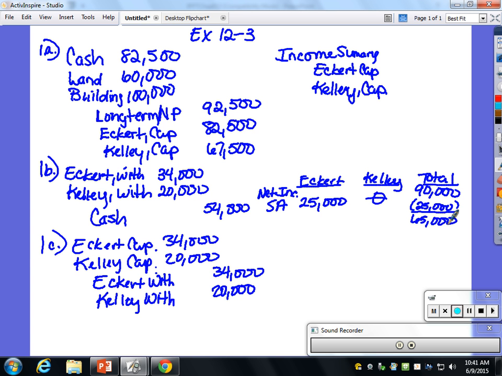Now, what else did they do as far as sharing income? The interest. What was the interest rate? 10%. So interest allowance, 10% of what? Beginning capital. Yeah, the beginning capital. And we said over here, beginning capital for Eckert was 82,500, and for Kelly was 67,500, times 10%. We do it times each one of those, right? And how much would the interest be for Eckert? You can look at that and tell what's 10%. $8,250. What about Kelly? $6,750.